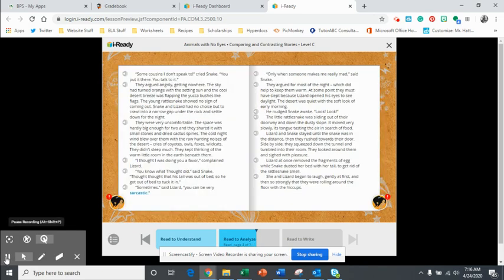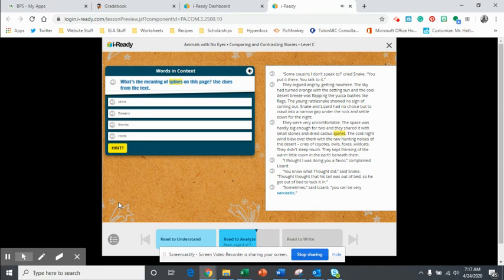All right, so we're moving right along now. Again, read through all of this. Make sure you're clicking on the vocabulary words to find out words that are challenging and all that. Pay close attention to the plot, the setting, and the theme. Okay, so once you're done that, click on our friend. What's the meaning of spines on this page? Use clues from the text.